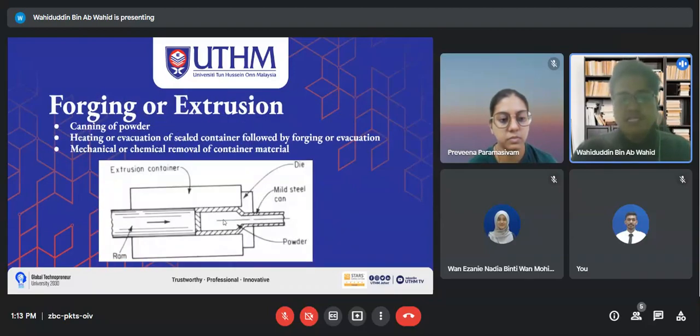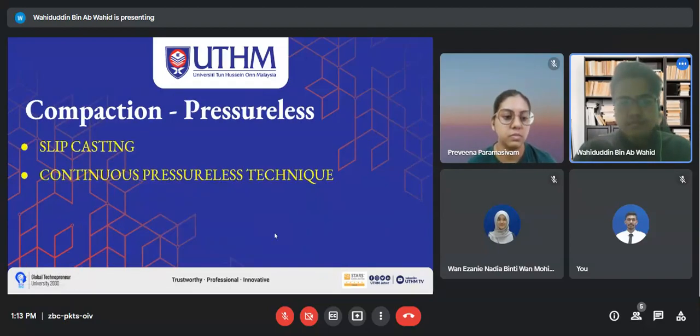So this is forging or extrusion. It's a canning of powder, heating or evacuation of a sealed container followed by forging or extrusion. Then the mechanical or chemical removal of container material. So I will pass to the next person to explain more about the compaction process.